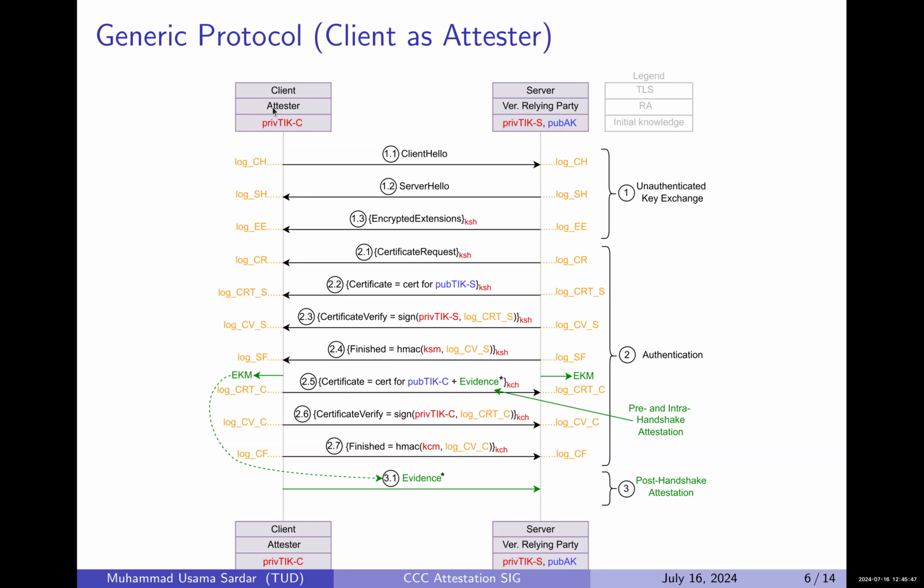So let's assume that this is the one directional attestation. For instance, only the client is the attester, and this is the verifying relying party. So in 2.4, the client doesn't need to verify anything. Let's say there is no evidence within this. It's not mutual attestation. In that case, I think the appraisal will happen somewhere over here, and it can be incorporated in the... I think the appraisal of this happens somewhere here.